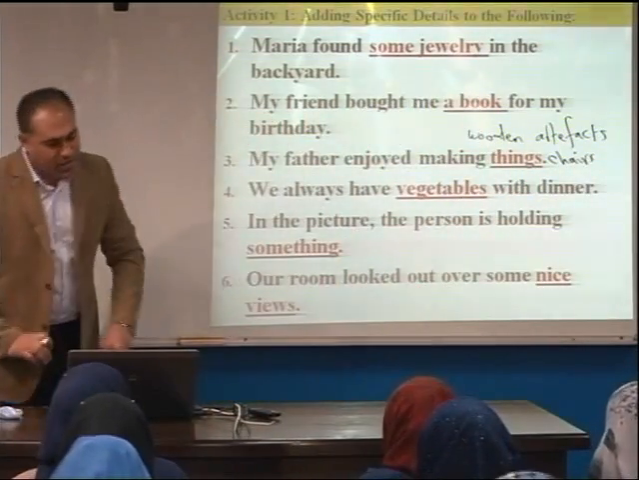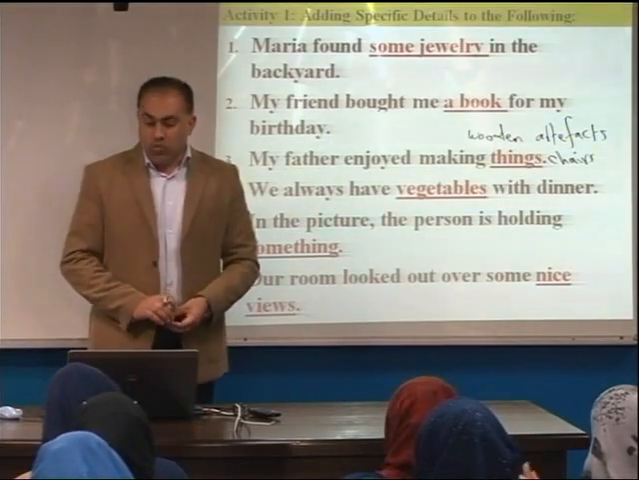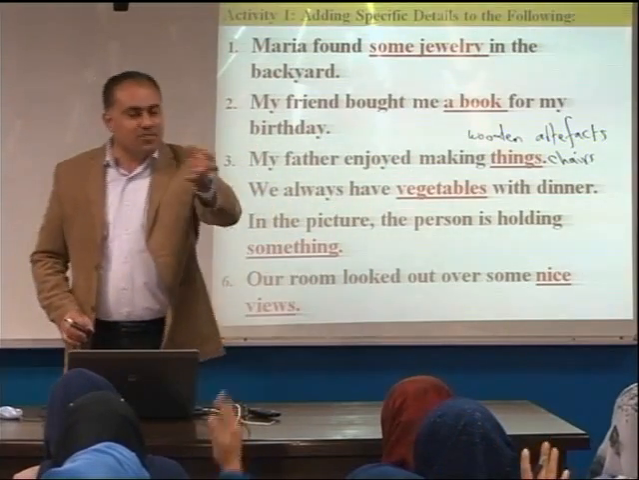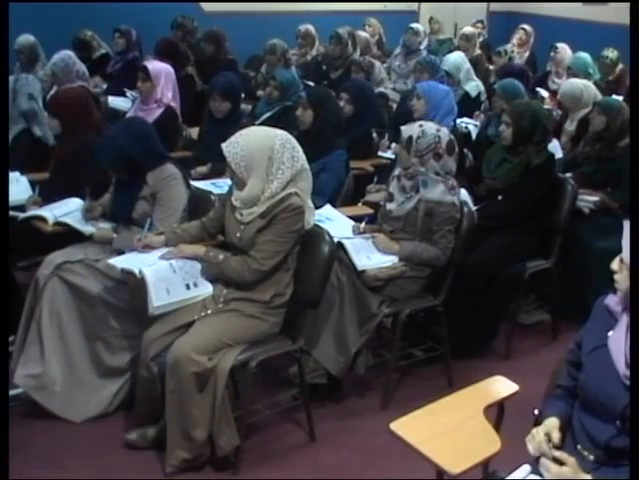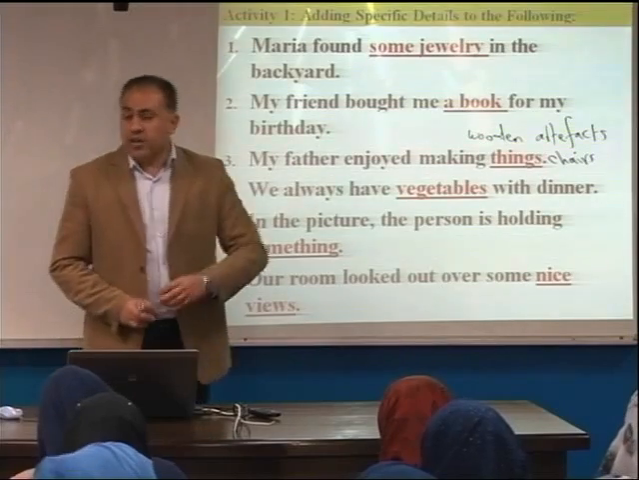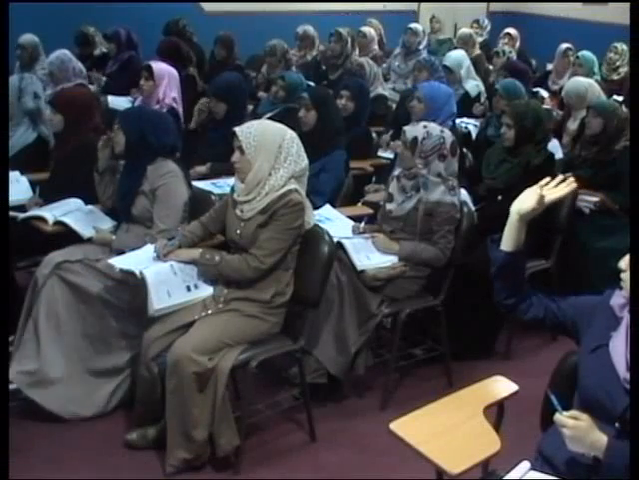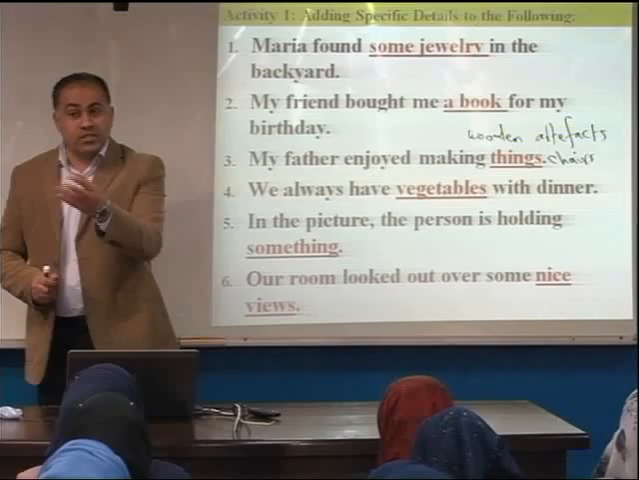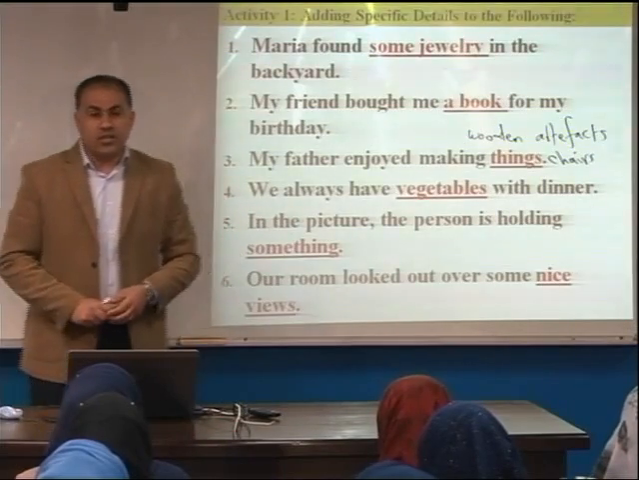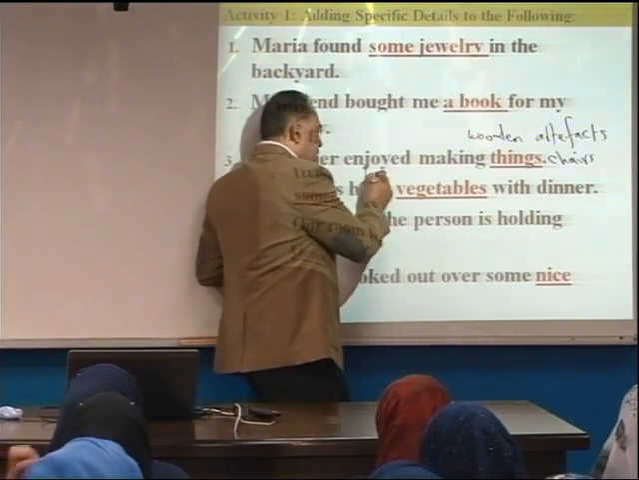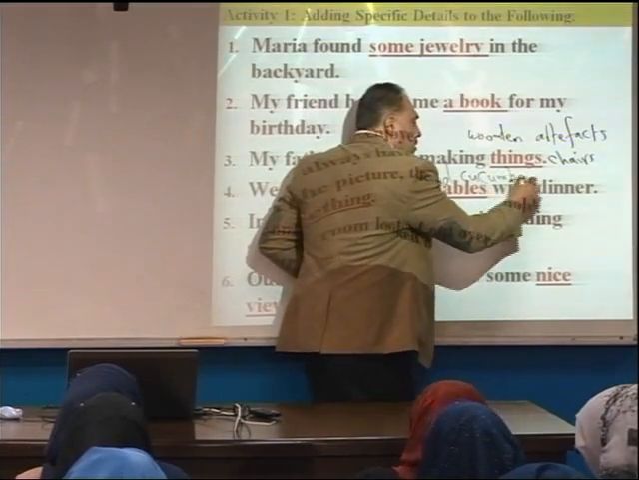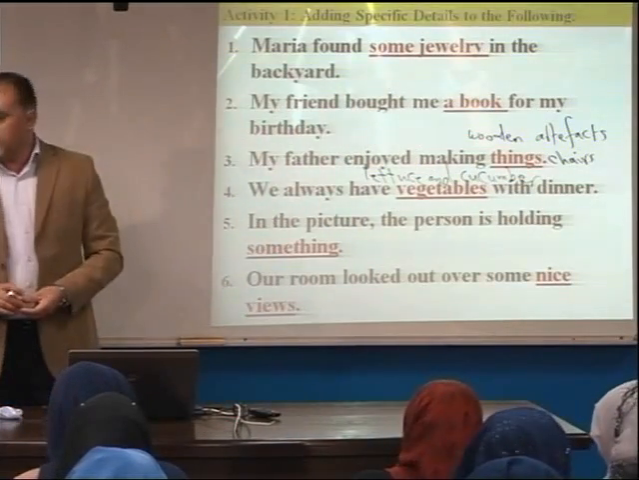Alright, we always have vegetables with that dinner. Vegetables is a very general word. How can you change it into a specific word? Yes, please. We always have cucumber and tomato with dinner. Very nice. We always have a dish of salad. We always have salad with dinner. Very nice. Or we can say we always have lettuce and cucumber and carrots with dinner.